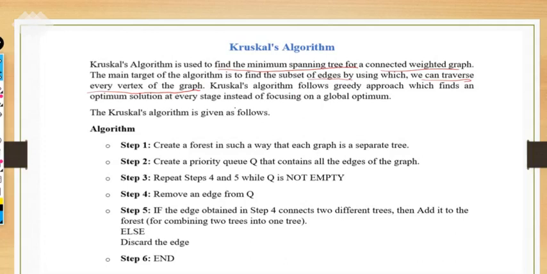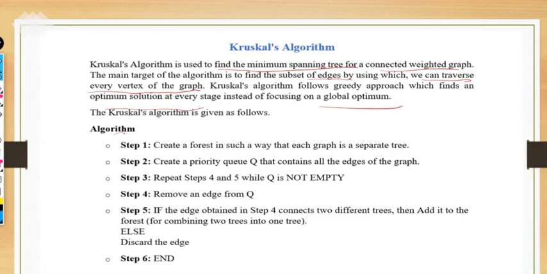So we have to find the optimal solution at every stage instead of focusing on the global optimum. So we don't have to look at the globally optimum solution. We have to look at the stage by stage optimum solution for edges and vertices. Okay. In Kruskal's algorithm, there is a difference between Prim's and Kruskal's algorithm that we will cover here.